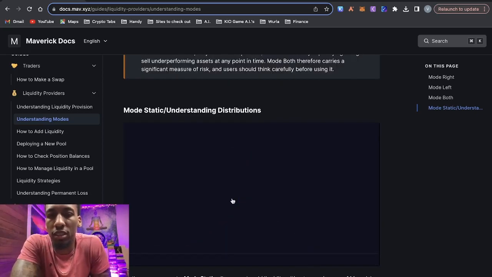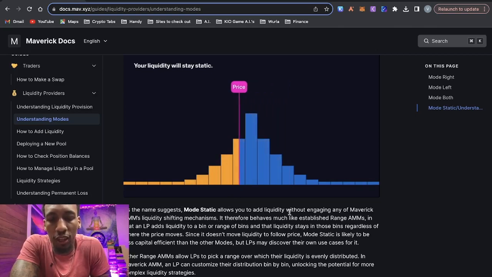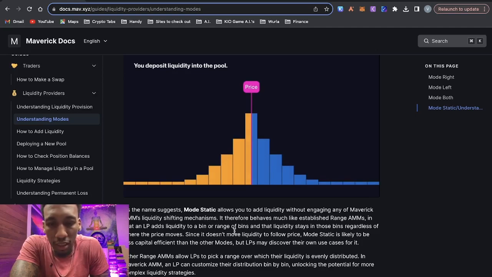The last mode is static, and this is pretty much concentrated liquidity. It says here it allows you to add liquidity without engaging any of their AMM's liquidity shifting mechanisms.